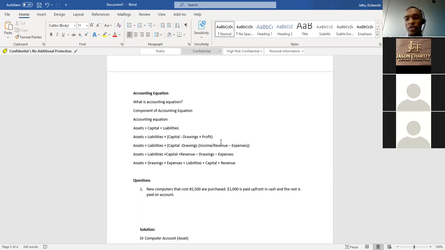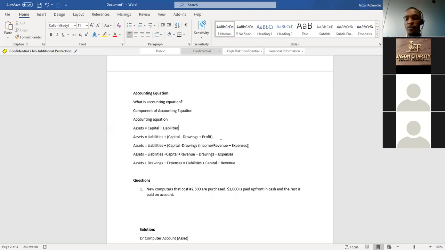I said accounting equation. Just as the word sounds, it shows the relationship among different elements of financial statements. You can say that something is an equation, so of course a relationship must exist, right? So the accounting equation just shows the relationship between or among the elements of financial statements. And what are the elements of financial statements? Assets, liabilities, capital, income, and expense. Those are the 5 major elements of financial statements.